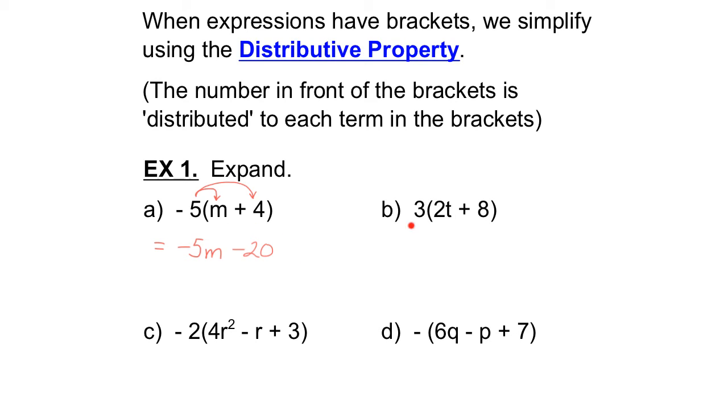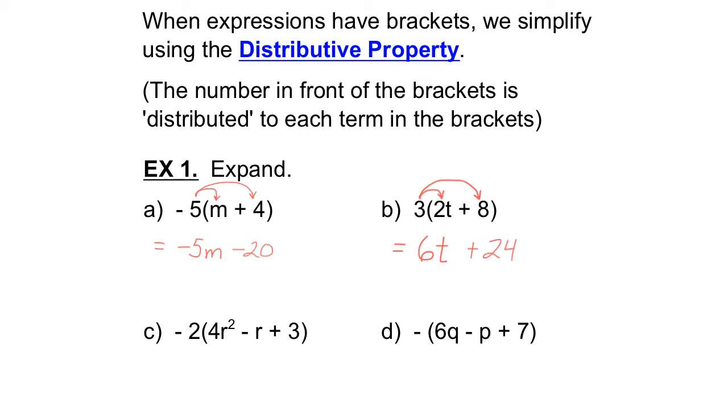So now in the next expression, 3 times 2t plus 8. So remember, we're going to distribute the 3 to the 2t and also to the 8. So 3 times 2t is 6t. 3 times 8 is 24. So my expanded form is 6t plus 24. Down here, it's the same thing.